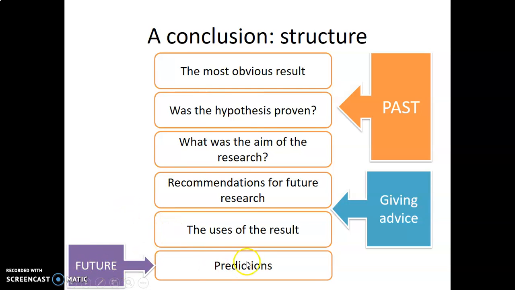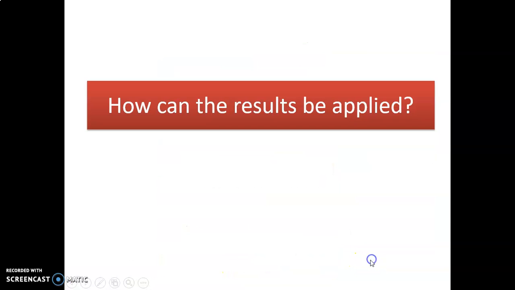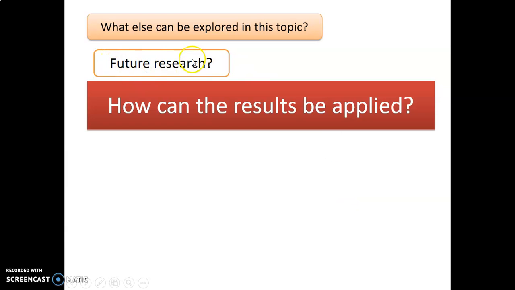And then when you make predictions, you use future tense. And remember also you covered giving predictions with different degrees of certainty, right? With might, must, probably, certainly, and stuff like that. Please revise that. So the biggest part and the most important part is how can the results be applied? Yeah, you can mention that in future research. Future research, again, I'll repeat, it's very similar to what you did in Unit 2. It's what else can be explored in this topic.